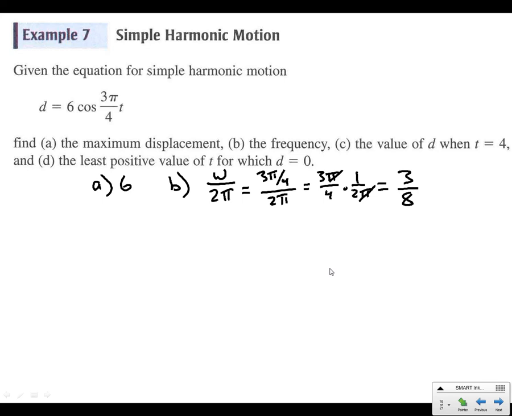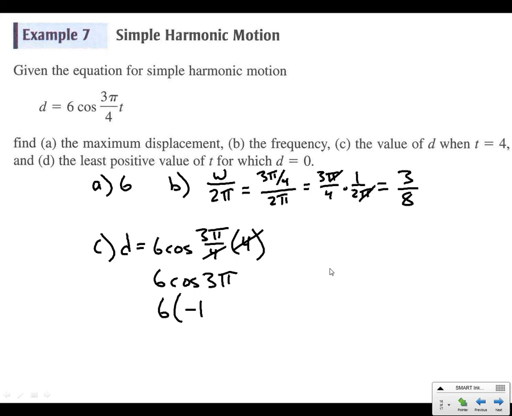Let's find the value of d if t is 4. So d equals 6 cos 3 pi over 4 times 4. Thankfully the 4's cancel. 6 cosine of 3 pi. 3 pi is the same as 1 pi. Cosine there, that's the x value. That turns into -1. Plug it into your calculator or look at your unit circle to get that. And so -6 is our answer there.